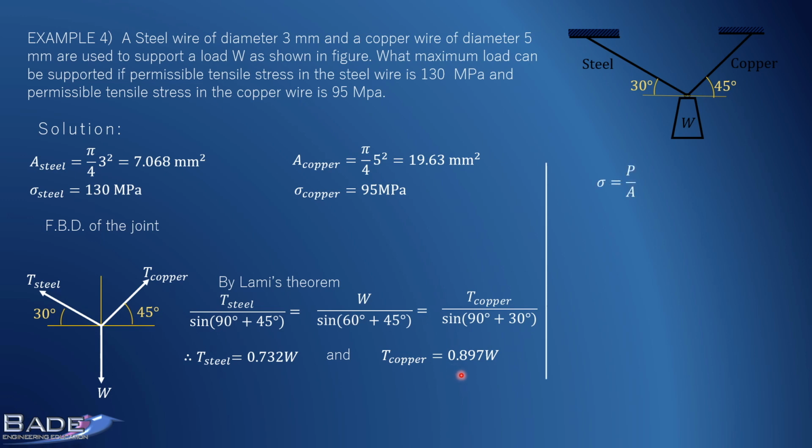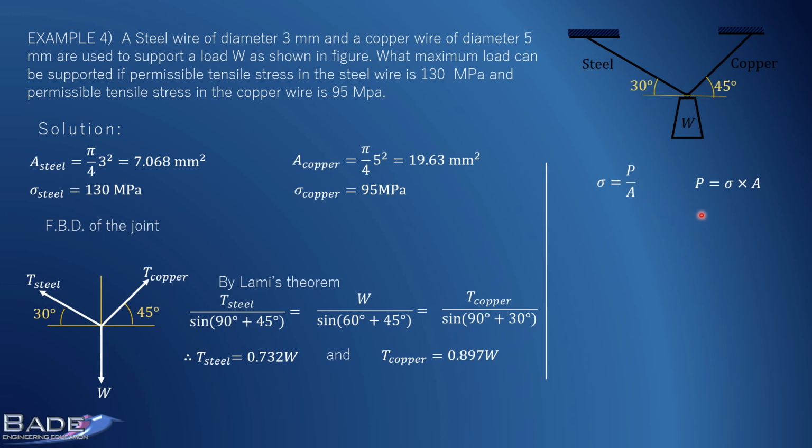Okay. Now let's proceed. Stress is P by A. We are going to use this formula for these two materials separately. That is, stress in steel is load on steel, that is nothing but tension in the steel divided by cross-sectional area of steel. Similarly, stress in copper is load on copper divided by cross-sectional area of the copper. This is load on steel and this is load on copper. It is tensile load.